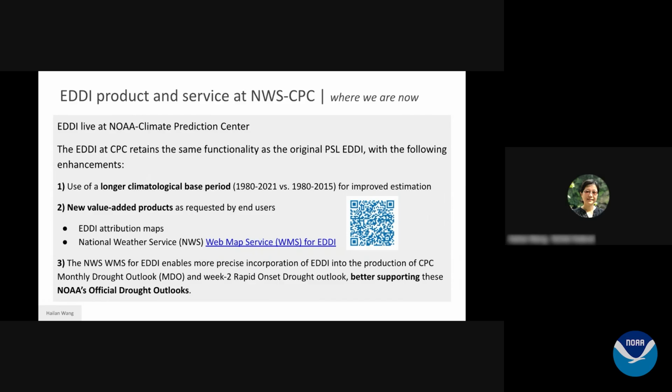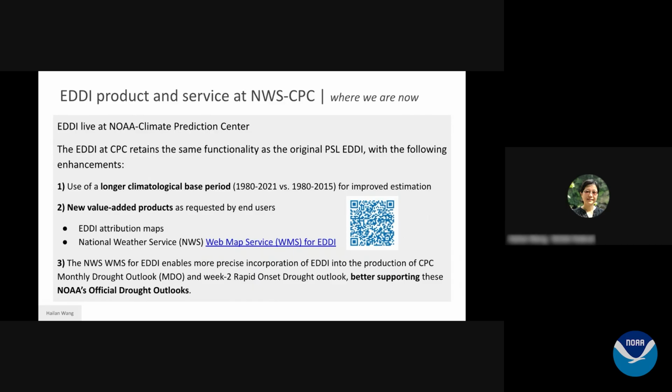But it's thought that at CPC, the inclusion of more anomalies that occurred during recent years can be helpful for better estimating EDDI. And the second enhancement just lies in these new value-added products as requested by end users. The first one is on these EDDI attribution maps, which are currently implemented in real time at CPC. And Mike has already provided a really nice presentation about this underlying methodology and also to showcase the EDDI attribution maps for different timescales.